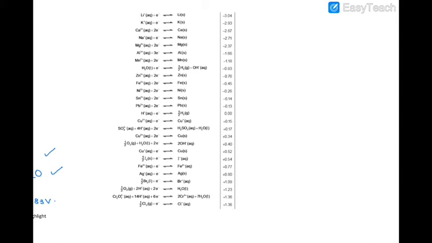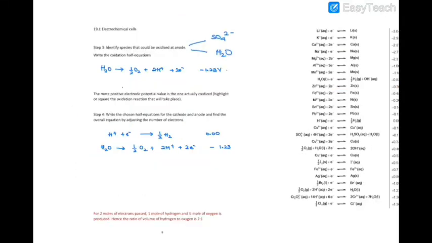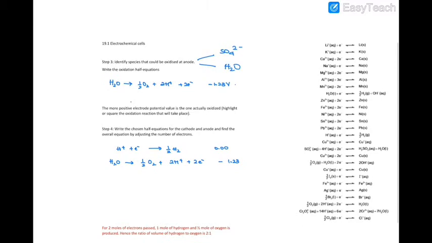And when we look at the electrochemical series, we have the reduction of H plus here and the reduction of H2O. The one that's going to get discharged is the more positive one. So it's this one that gets discharged in preference. Species at the anode, you have SO4 2 minus and you have H2O.